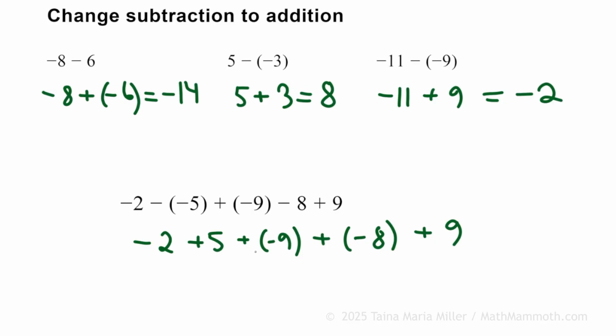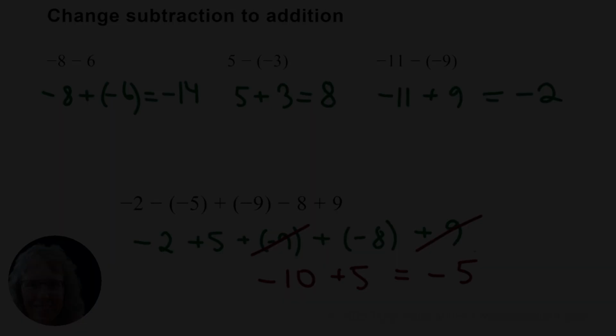So let's do that first, and that's that we have -9 and +9. Those just cancel each other. They add to 0. And then adding all the negatives, -2 and -8 is -10. Adding all the positives, just 5 left. And then lastly adding these two, -5. The same answer, of course.